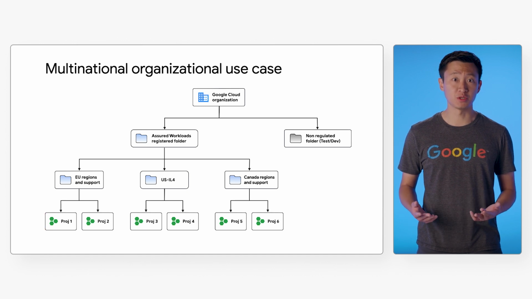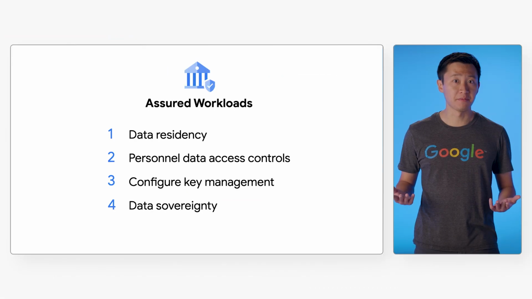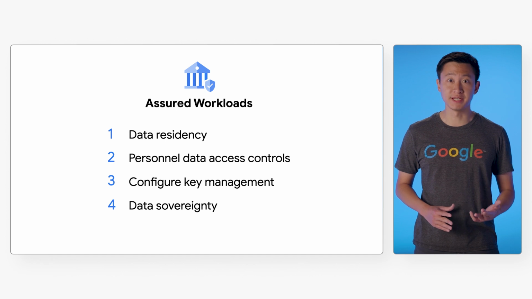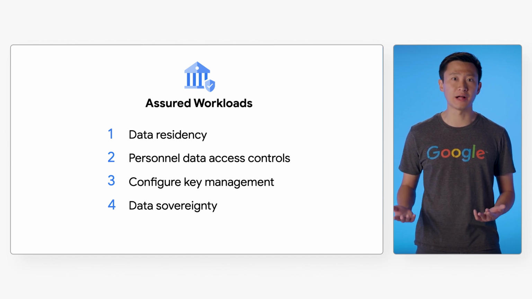All cloud resources within these folders follow the specific controls and guardrails to support compliance. So there you have it, an overview of what Assured Workloads is and how it can help you more easily run secure and compliant workloads on Google Cloud.